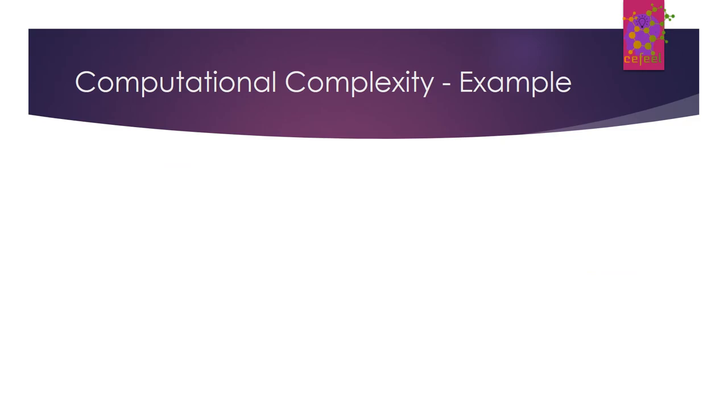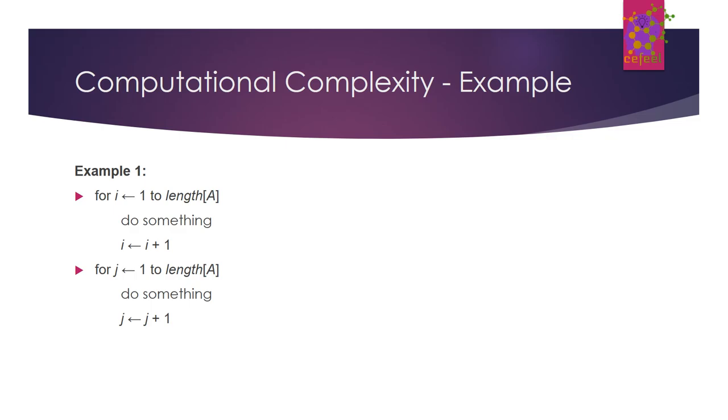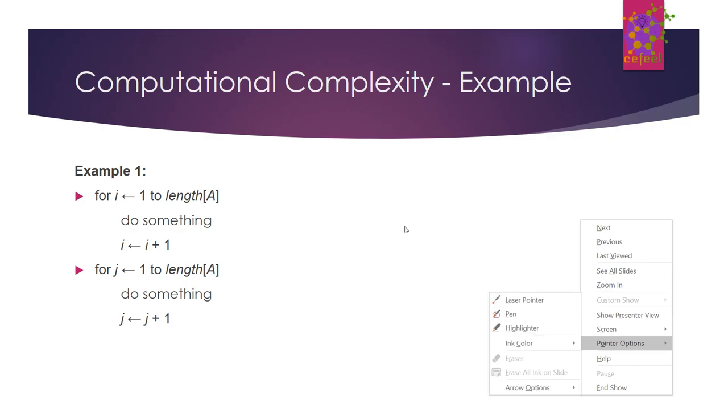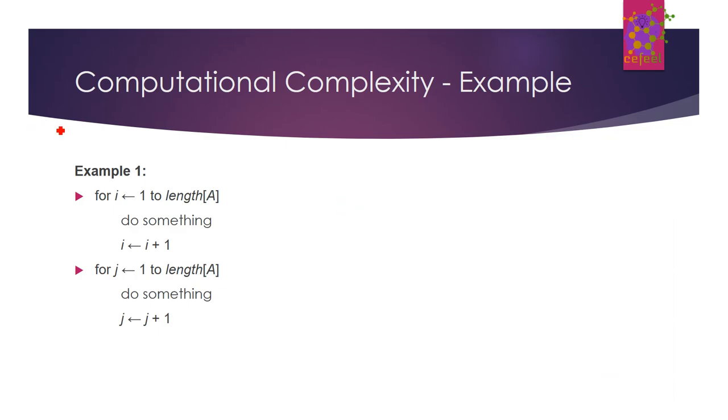So now let's see a few examples to make this concept much more clear. Here is the first example. In this first example, A is our input array, and we have a for loop, which means we have one pass through the array. We start with I equals 1 and then we do something on each element of the array, and then we increment I and go to the next element. This way we cover this first for loop.